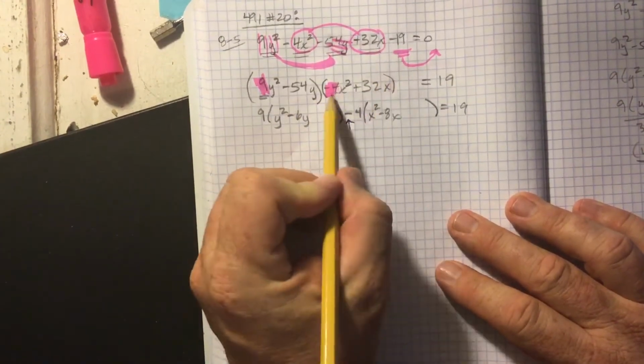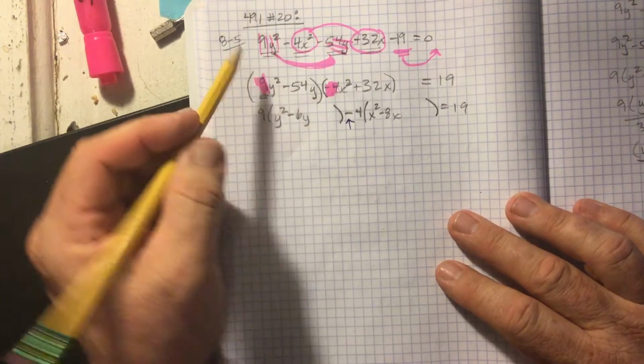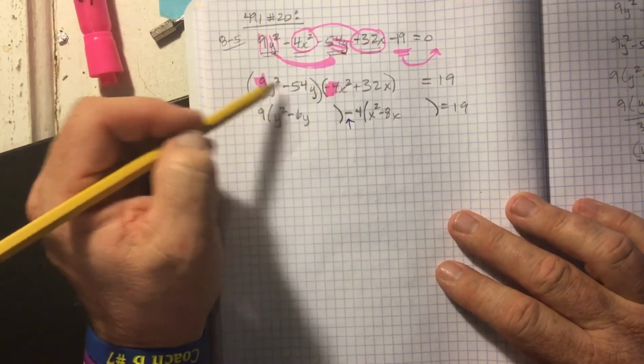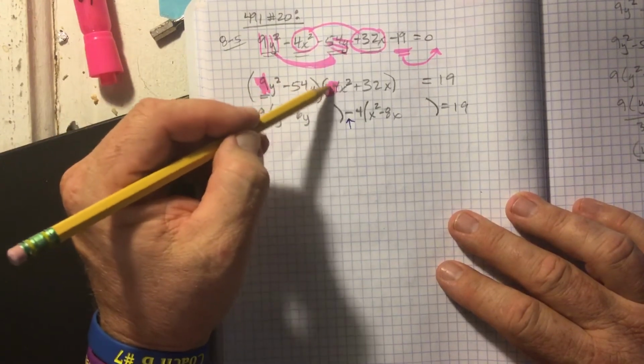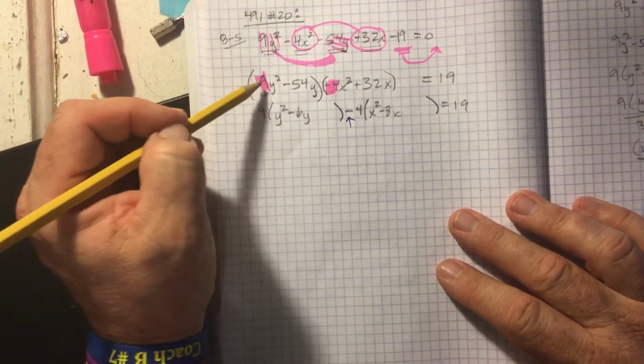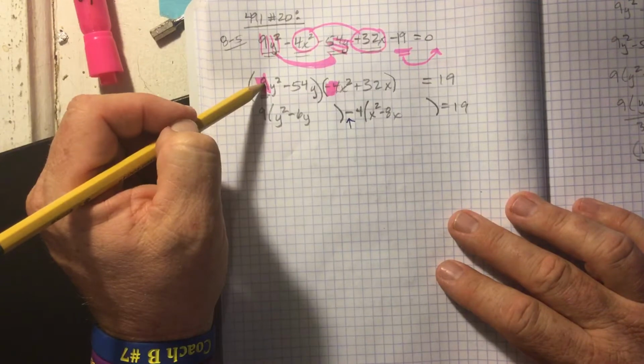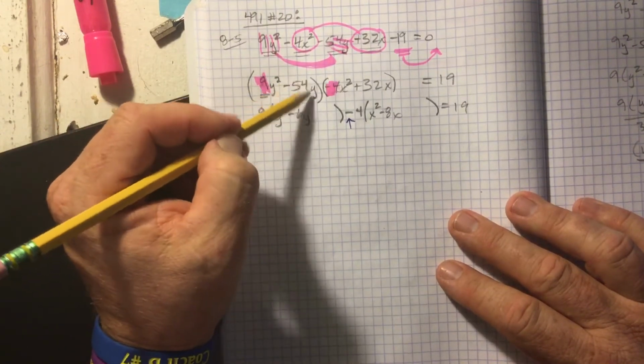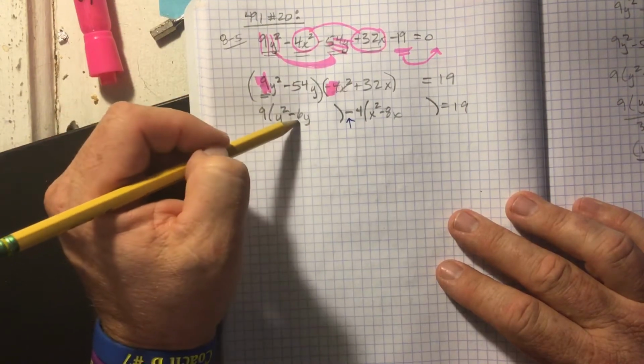So I got my x's together, I've got my y's together, and now I need to factor out the number, or a, that's in front. And so we've got to factor out the coefficient that is in front here. So I'm going to factor out a 9. If I divide 9y squared by 9, I get left with y squared. If I divide 54 by 9, I get 6y.